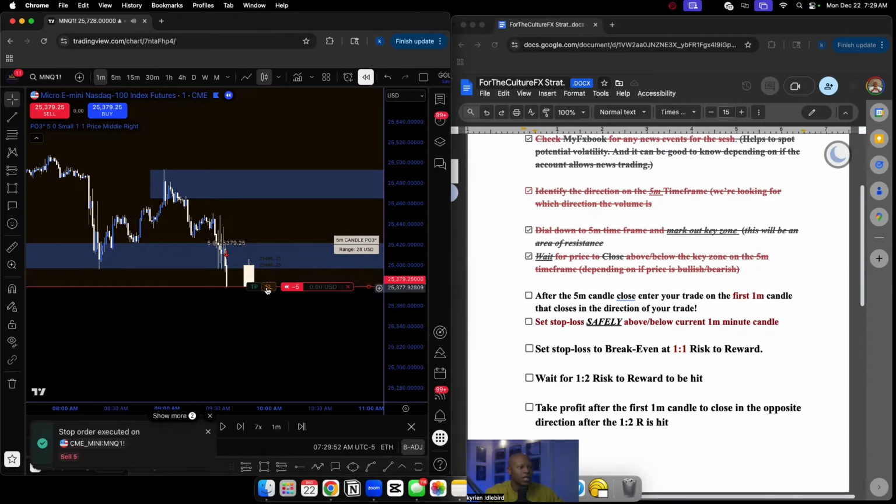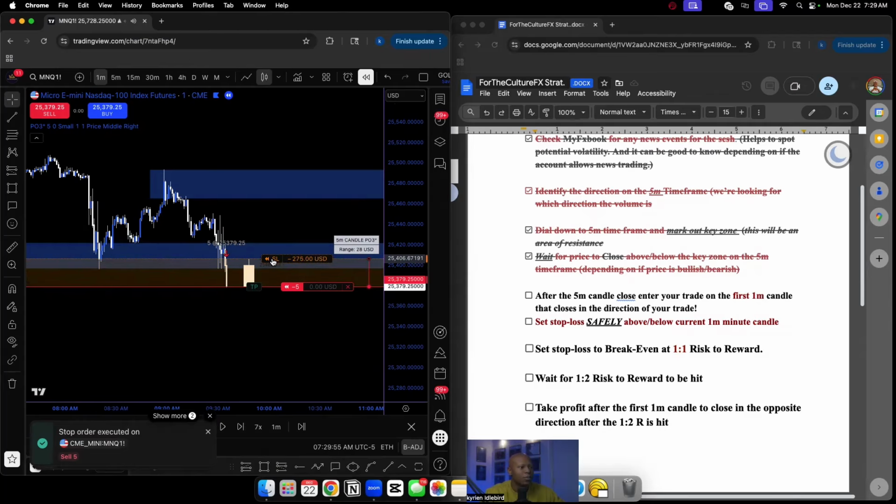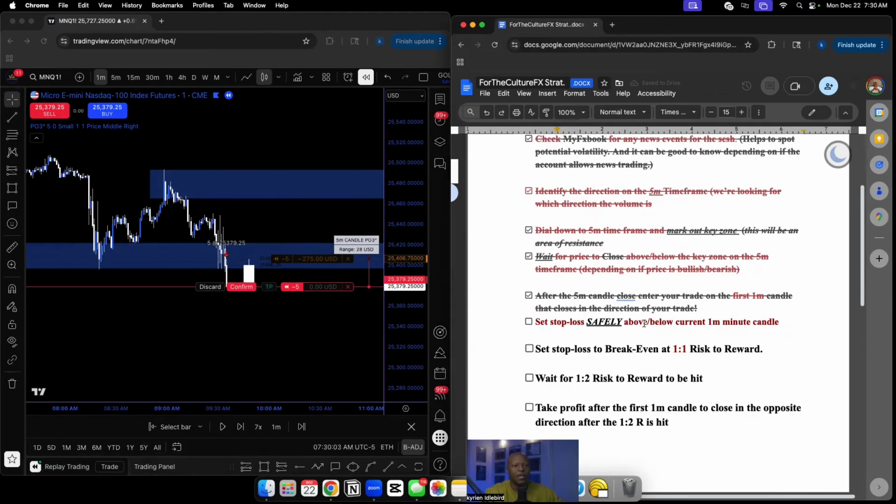We want to set a sell stop, and then we want to set our stop loss to be above the candle high. Why? Because that is our next step here in our execution. So you see, set stop loss safely above or below our current 1-minute candle. So this is going to be our current 1-minute candle.